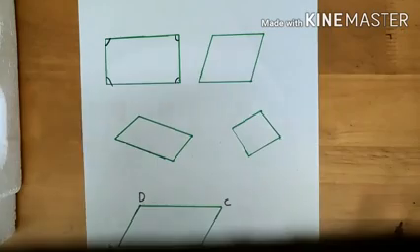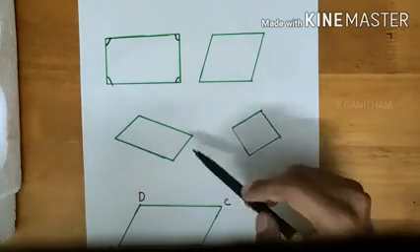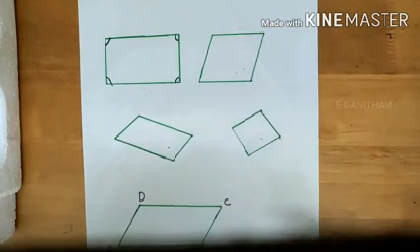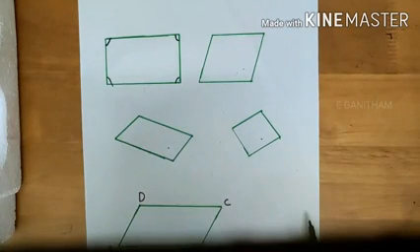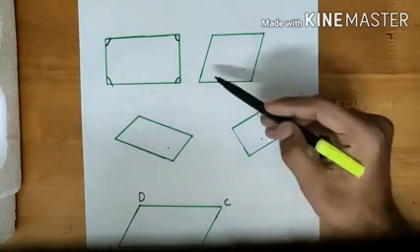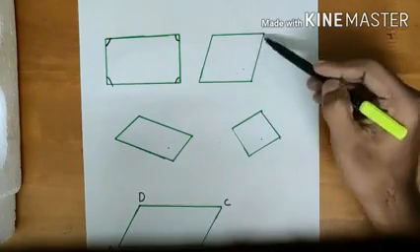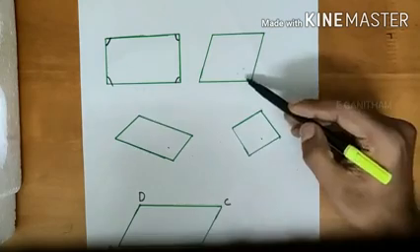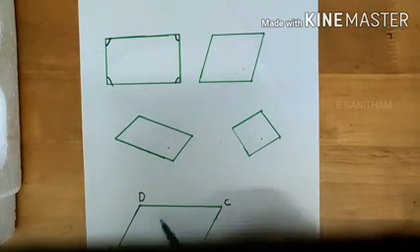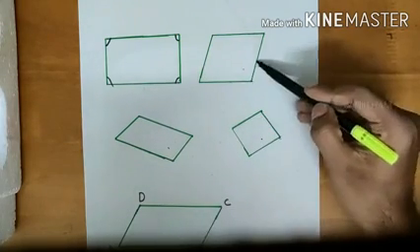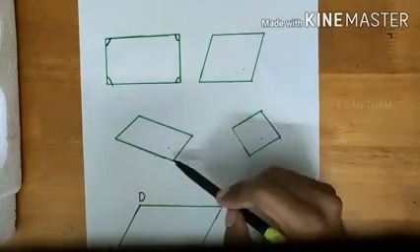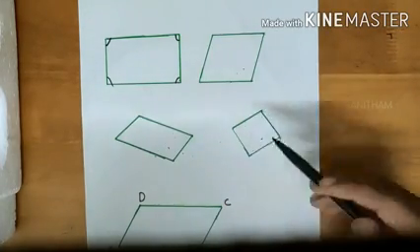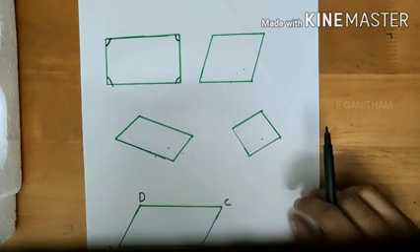Now look at the second one, third, fourth. Is this a polygon? Yes. These are closed figures and made up of straight lines. So these are polygons. And what type of polygon is this? How many sides for this polygon? 1, 2, 3, 4. Again 1, 2, 3, 4. So these 3 figures are polygons with 4 sides.